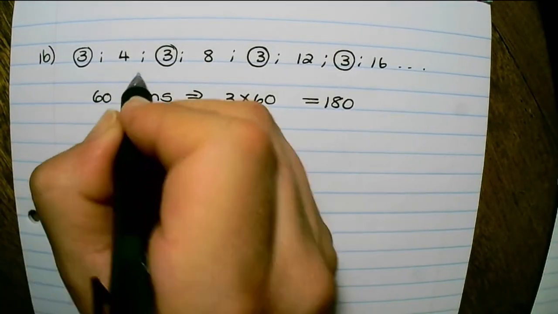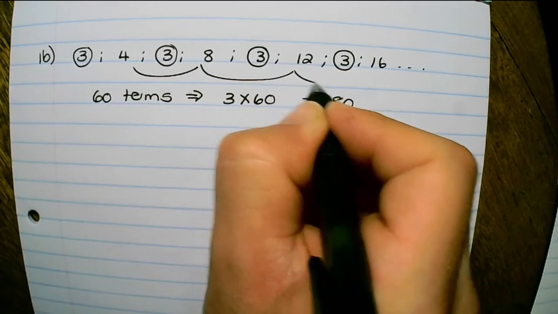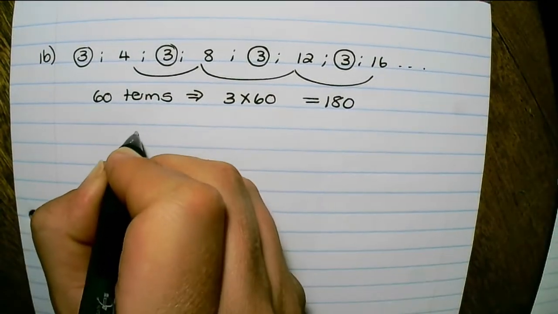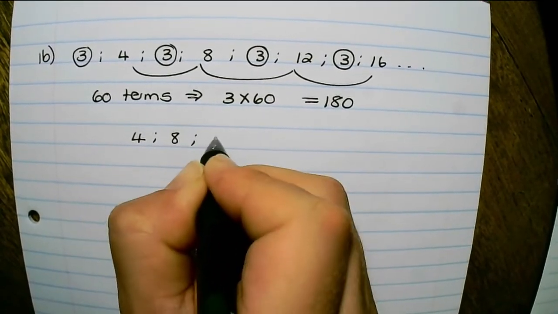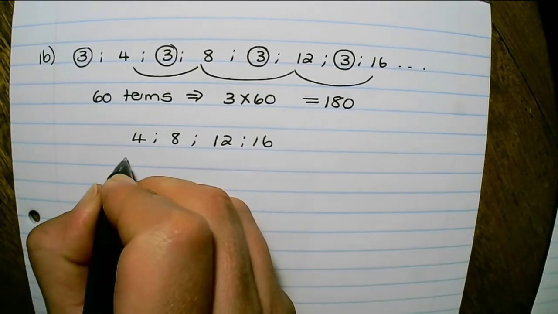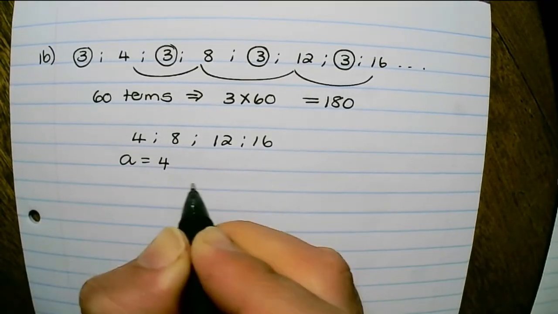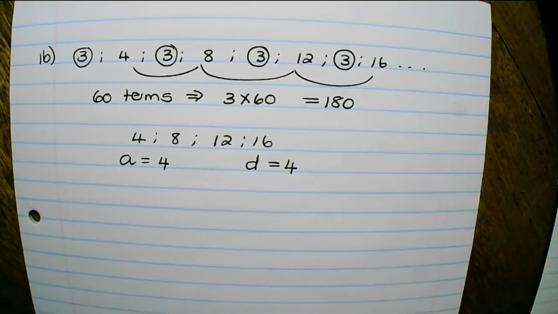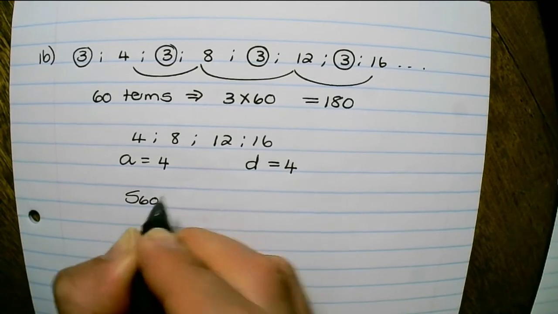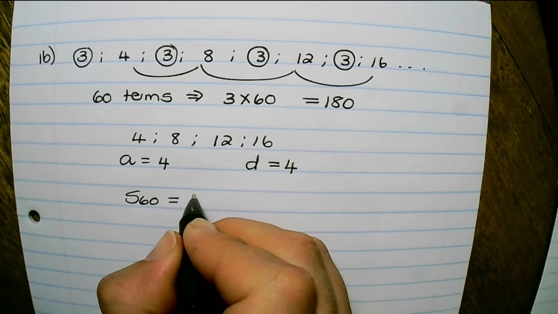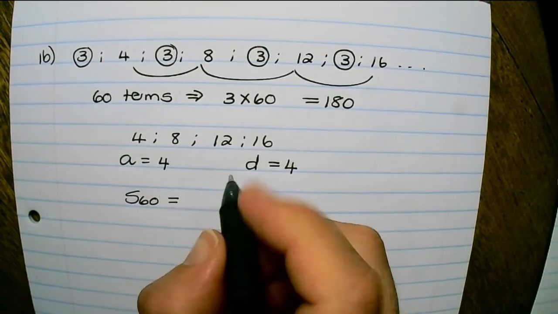And the other 60 terms would consist of the pattern 4, 8, 12, and 16. Now if I isolate every second term, I can create a new pattern. The a value in this pattern is 4, and the constant difference between terms is also 4. Because we have 60 terms in this pattern to make up the 120 terms, we can use the Sn formula for an arithmetic sequence.